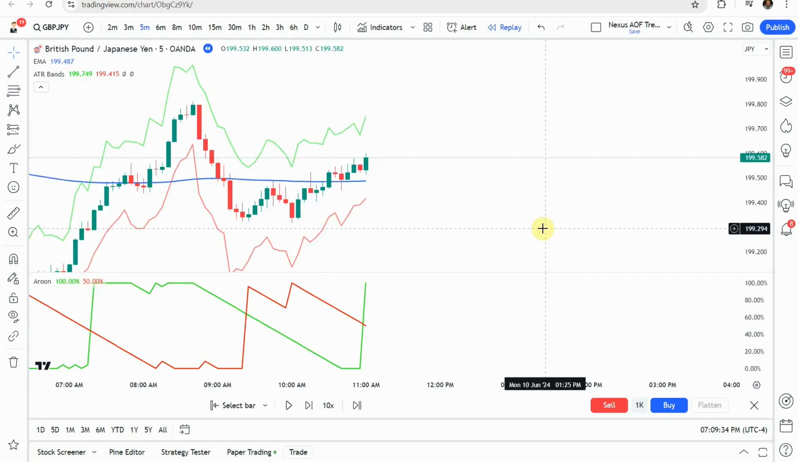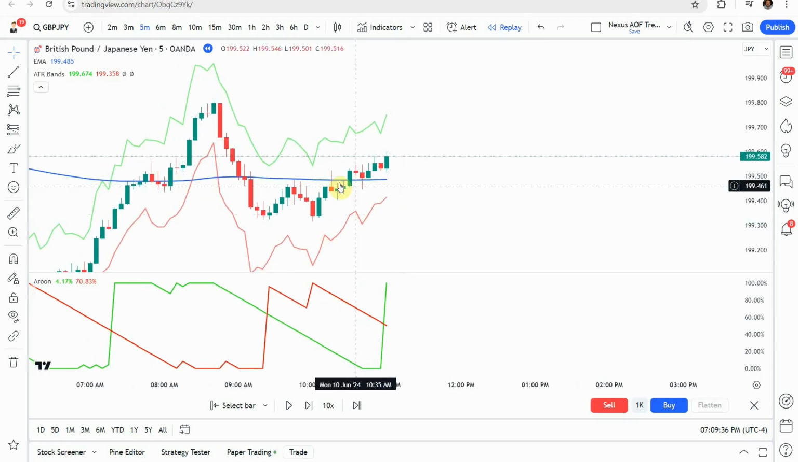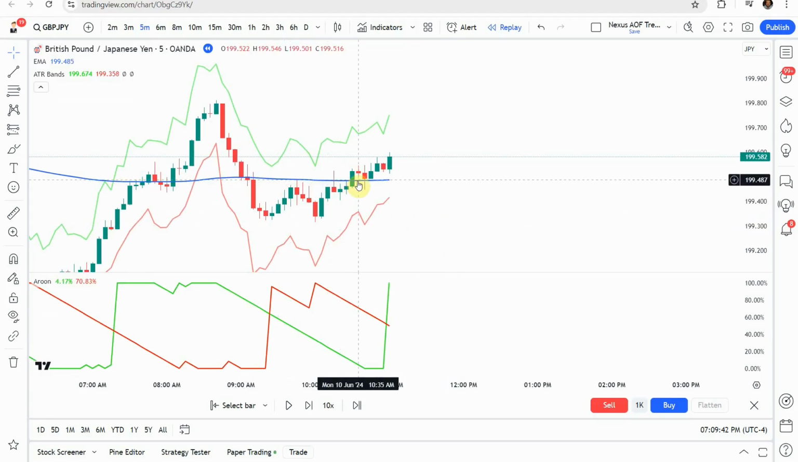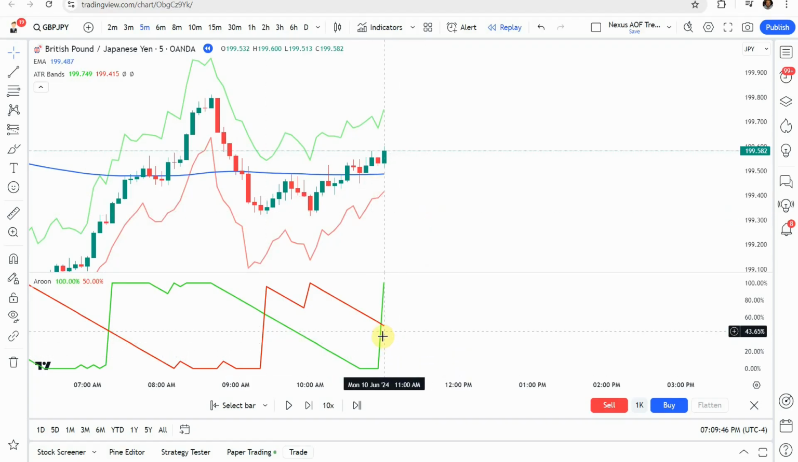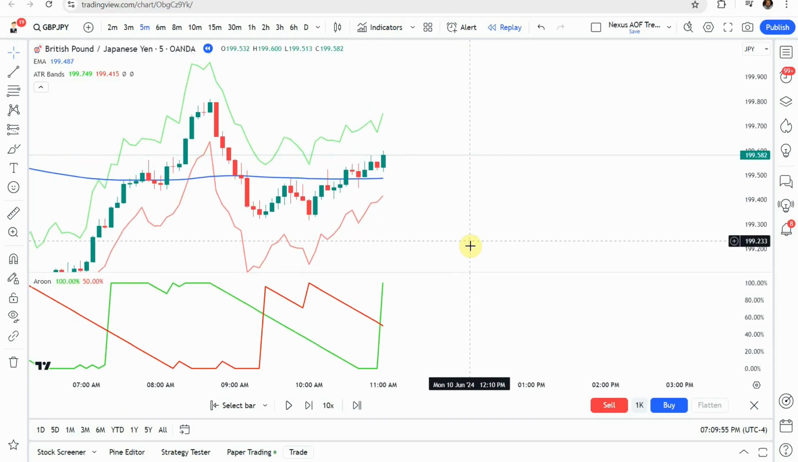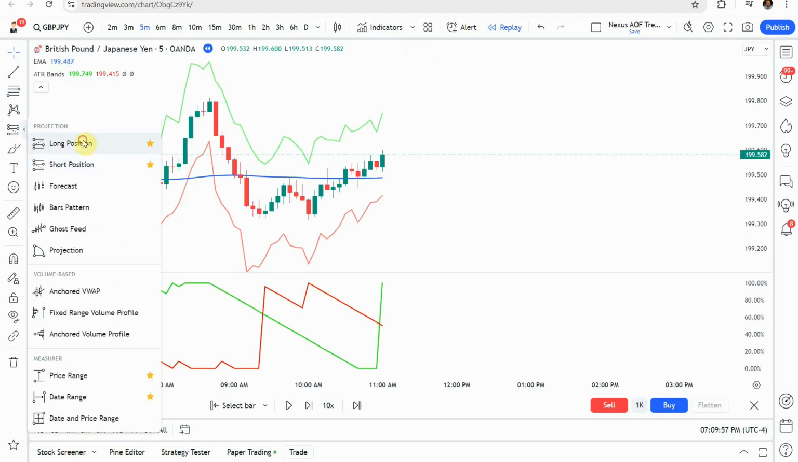And for a long trade, what we're looking for, again, is the price action to be trading above the moving average. And so we want price to be above that blue line. And then at the same time, we want the Aroon green line this time to cross up above the Aroon red line, like it does right here. And then once again, that will be our signal to enter into a long.